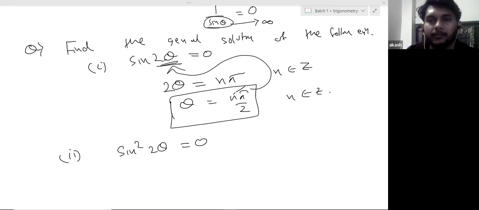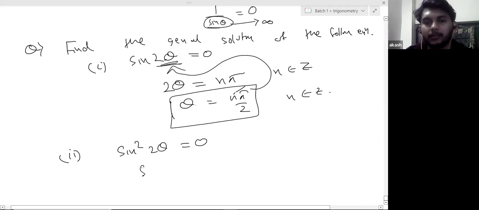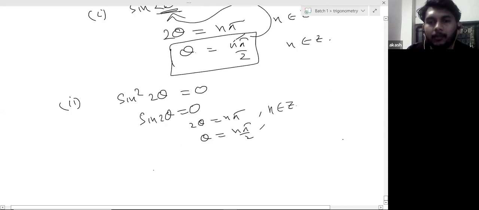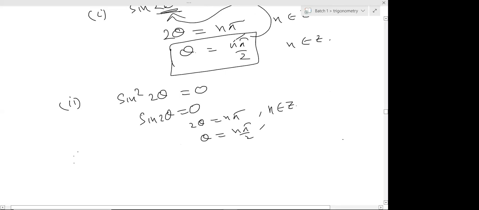All right, this is easy. The sine square 2 theta is 0. That means sine 2 theta is 0. So 2 theta is n pi. So theta is n pi by 2, n belongs to integers. All right, same question as before. Is this clear, Shavya, Arsalan? Yes, sir.